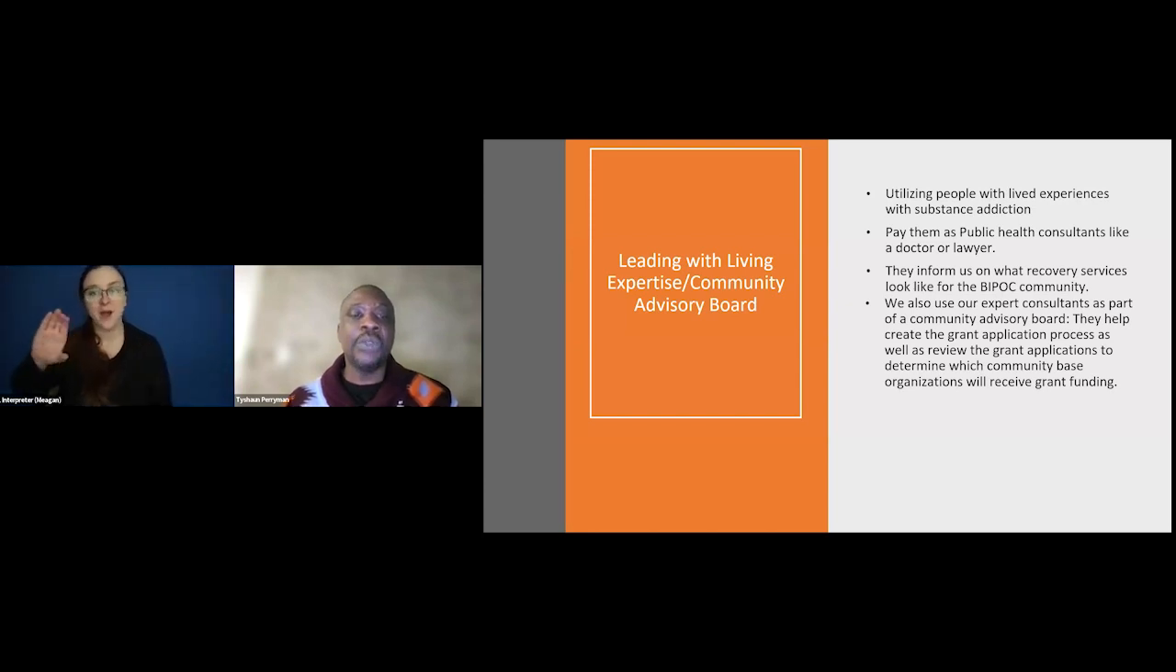We also use our subject matter expert consultants as part of a community advisory board. The community advisory board is comprised of people from across Massachusetts with diverse racial and ethnic identities. They help create the grant application process as well as review the grant applications to support in determining which community-based organizations will receive grant funding. Next slide.